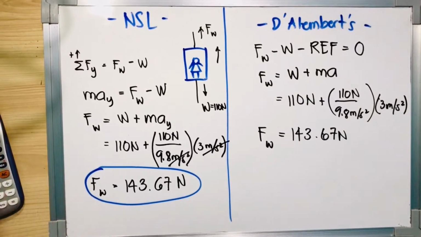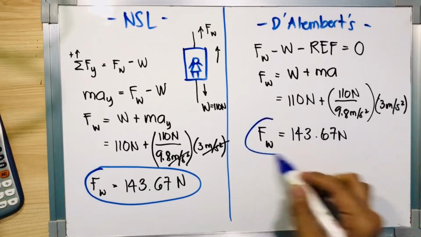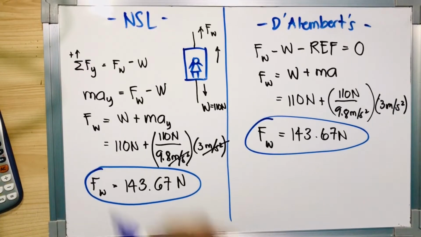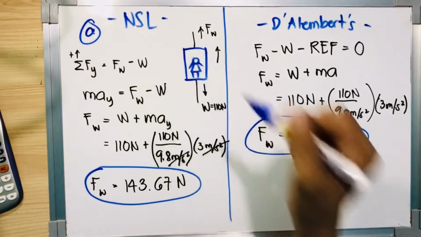So, pinakita ko lang sa inyo na kahit na magkaibang approach, basta alam natin yung notation ni Newton's second law and then D'Alembert's, kahit alin yung gamitin natin, parehas yung magiging solution. Alright, so these were our computations for letter A scenario.